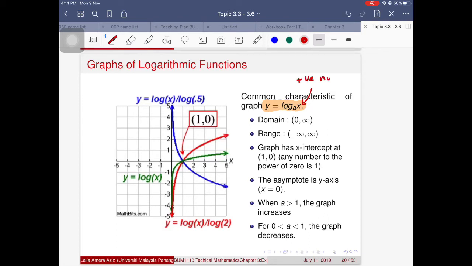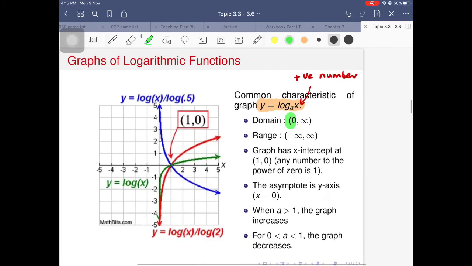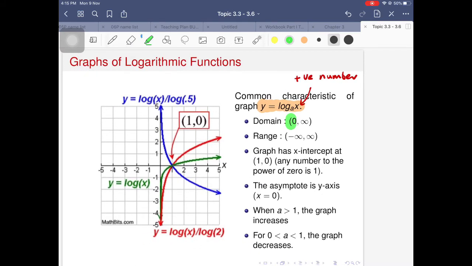So it must always be a positive number. We cannot find the log of a negative number. It doesn't exist. So the domain is going to be from 0 to infinity. And again, as I mentioned before, we cannot find log of 0. That is why for this case, 0 is not included, because when we have log of 0, that will be undefined. There is no way we can find log of 0. So the domain of the logarithm function will be from 0 until infinity.